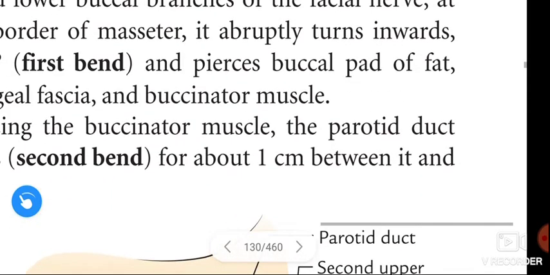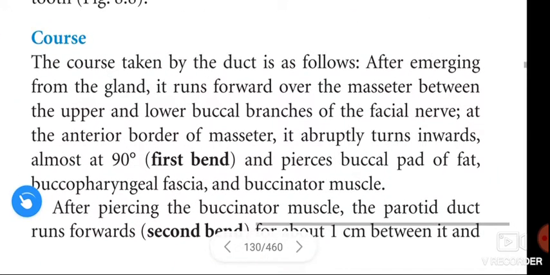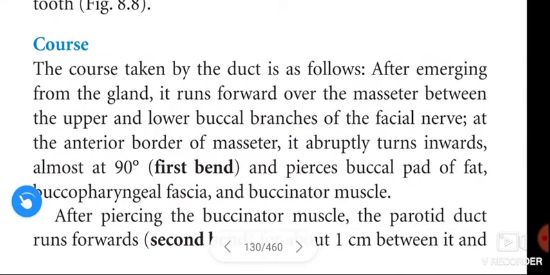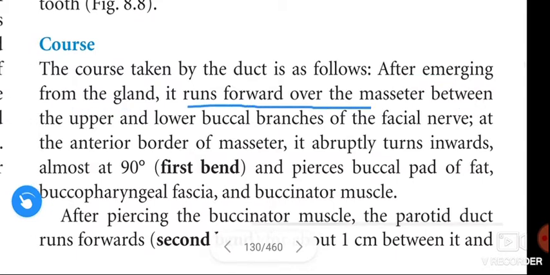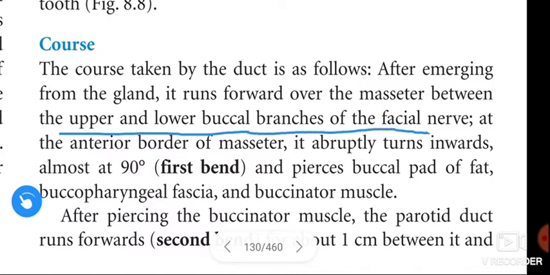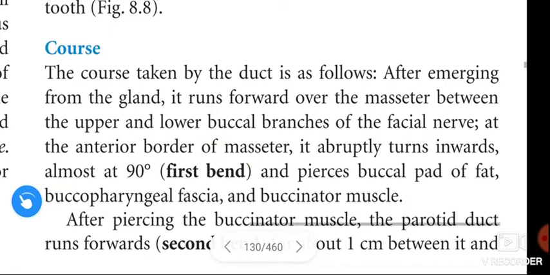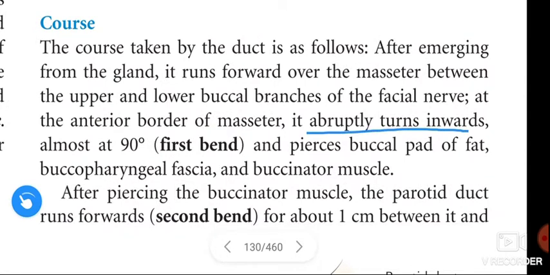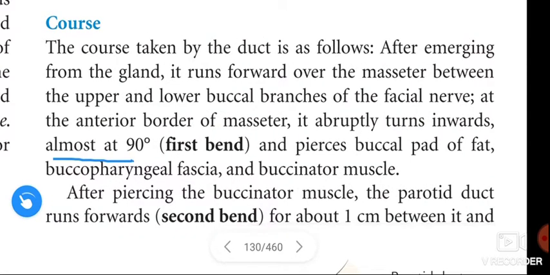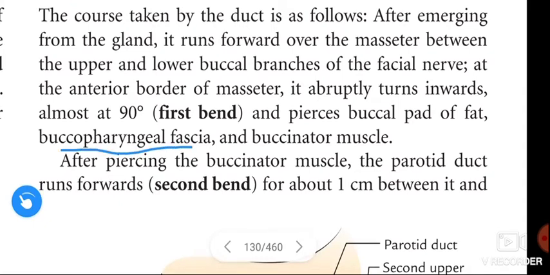Next, the course of the parotid duct. The course taken by the duct is as follows. After emerging from the gland, it runs forward over the masseter between the upper and lower buccal branches of the facial nerve. At the anterior border of the masseter, it abruptly turns inward almost at 90 degrees, the first bend, and pierces the buccal pad of fat, buccopharyngeal fascia and buccinator muscle.